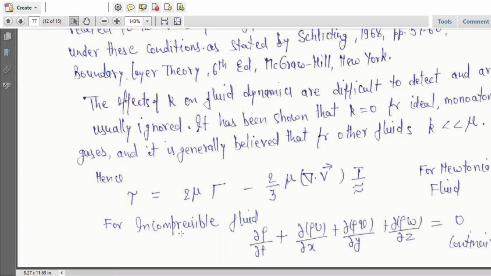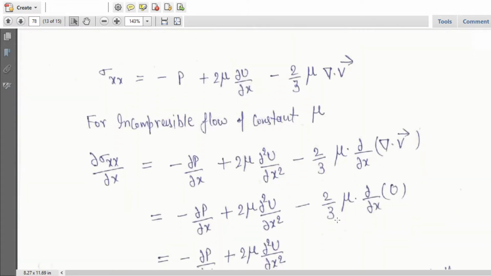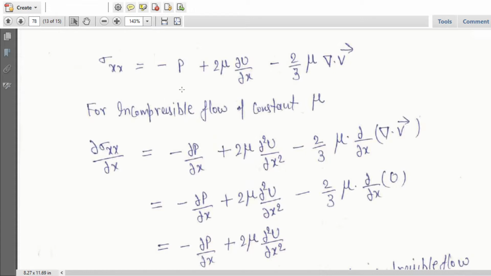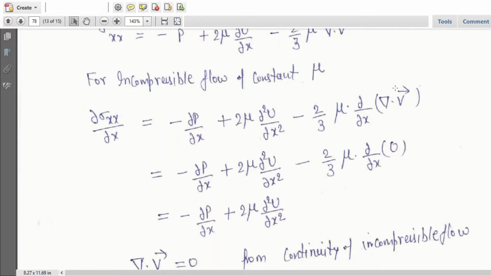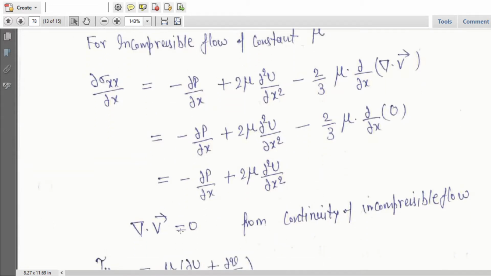So we can find, for incompressible fluid, this is the continuity. So we got the sigma expression: minus p plus 2 mu del u upon del x minus 2 by 3 mu del dot v. From here we can calculate the derivative of this. If we calculate the derivative, this term is 0 from continuity. So we got del sigma upon del x equal to minus del p upon del x plus 2 mu del square u upon del x square. So del dot v equals 0 from continuity, and therefore this term is getting cancelled.